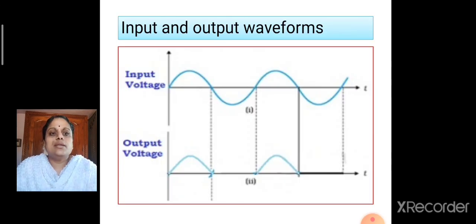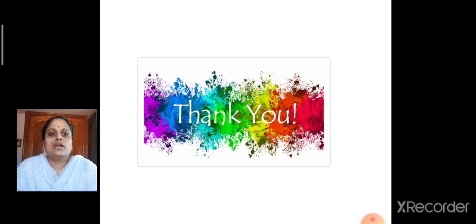Now these are the input and output waveforms for a half-wave rectifier. The input is a sinusoidal AC voltage and we get the output voltage only for positive half cycles of the input AC voltage. This is all about a half wave rectifier.